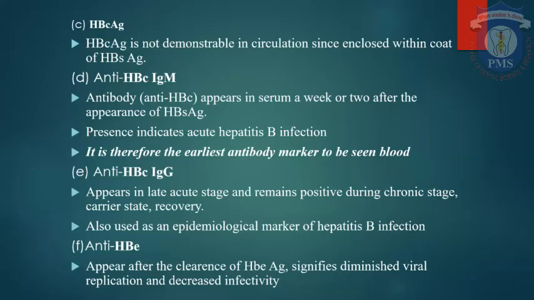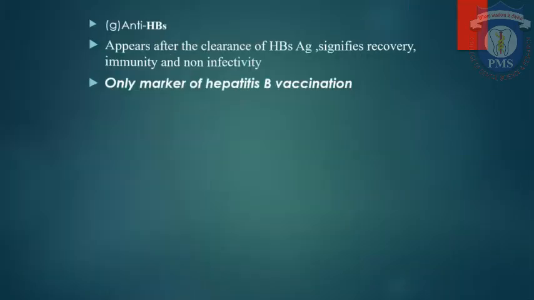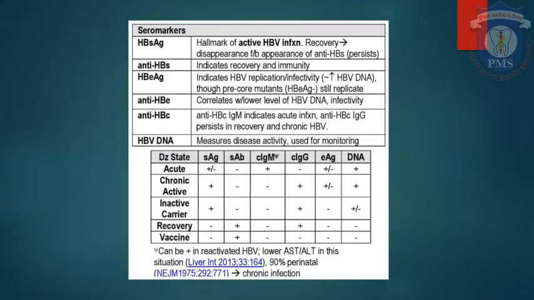Next antibody marker is anti-HBe, whose presence shows diminished viral replication and decreased infectivity. And the last antibody marker is anti-HBs. These are the only marker of hepatitis B vaccination. I think you are clear about it. So next is the chart showing the markers of hepatitis B virus.